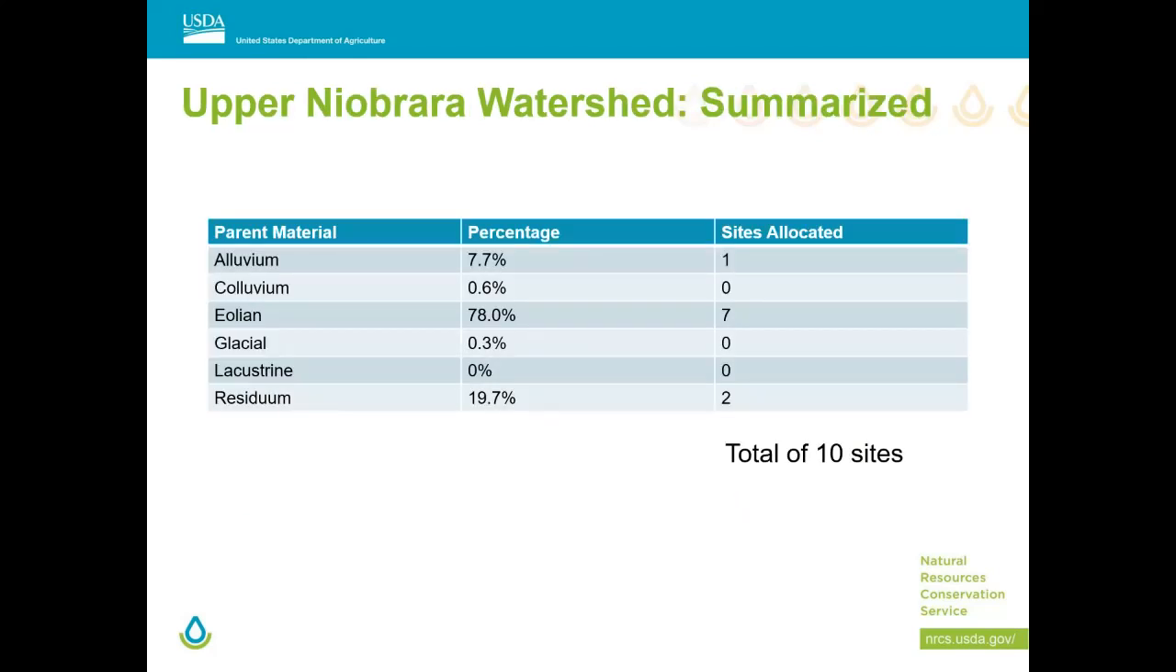Within a watershed, proportion of parent material is calculated. Again, in the Niobrara watershed as an example, this approach is taken as soils of similar source material and equivalent positions in the landscape often have related soil properties. As can be seen, aeolian is the dominant parent material in this watershed. Therefore, 7 sites of the 10 should be placed on aeolian-derived soils.